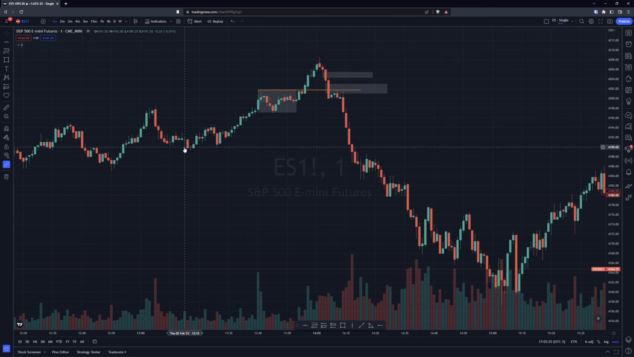to, what's the low of that? 4189. 4201, so that's what? 12? 12 handles? That's a huge move. And that happened within 1, 2, 3, 4, 5 candles. 5 1-minute candles. If you enter here, it's 7.